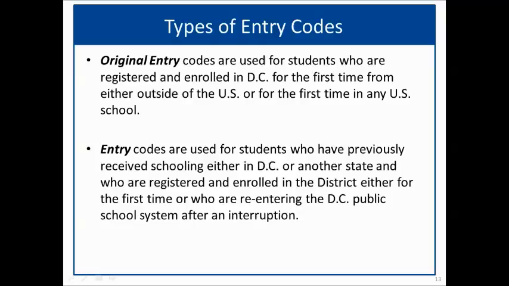An original entry code is used for students who are registered and enrolled in DC for the first time from either outside of the U.S. or for the first time in any U.S. school. So these are brand new students to the DC system. The distinction is that regular entry codes are used for students who have previously received schooling in either DC or another state and are registered and enrolled in the district, either for the first time in the DC public school system.